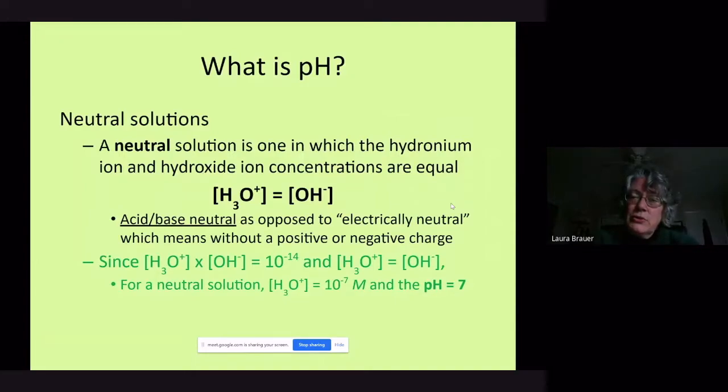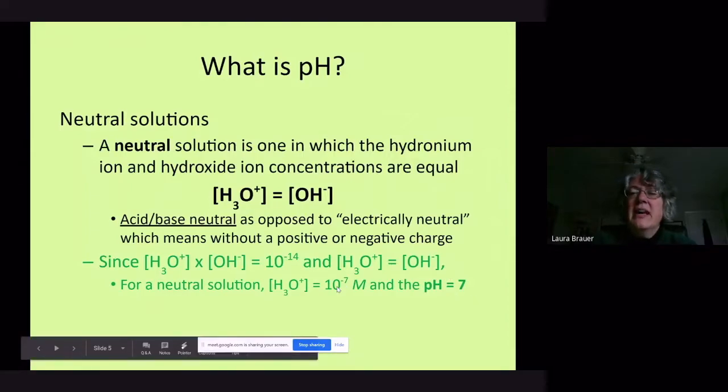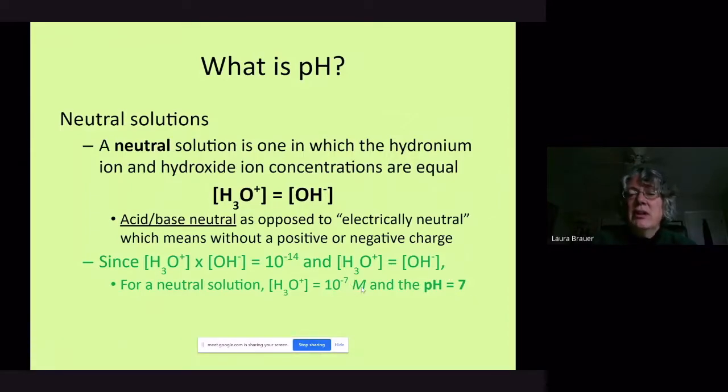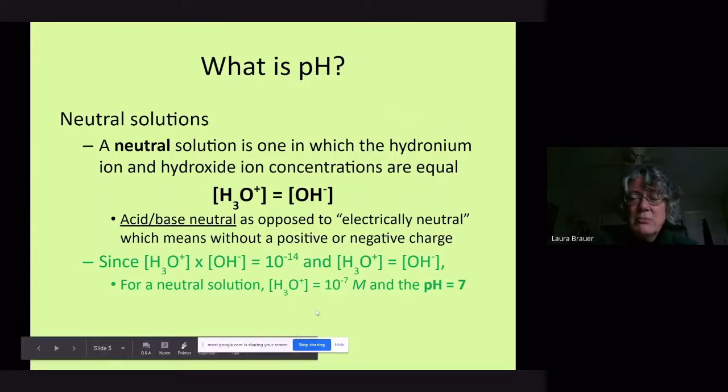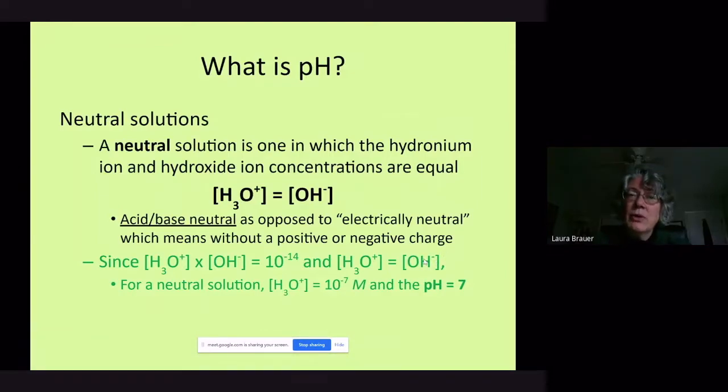When I look at a neutral solution, that means for every hydronium ion, I have a hydroxide ion. And if 14 is our magic number, then half of them have to be hydronium ions and half of them have to be hydroxide ions. And 14 divided by 2 is 7. So therefore, a pH of 7 means I have 10 to the negative 7th molarity of hydronium ion concentration, but it would also mean I have 10 to the negative 7th molarity of hydroxide ion concentration. Those two numbers would be the same because they would neutralize each other or balance each other out.